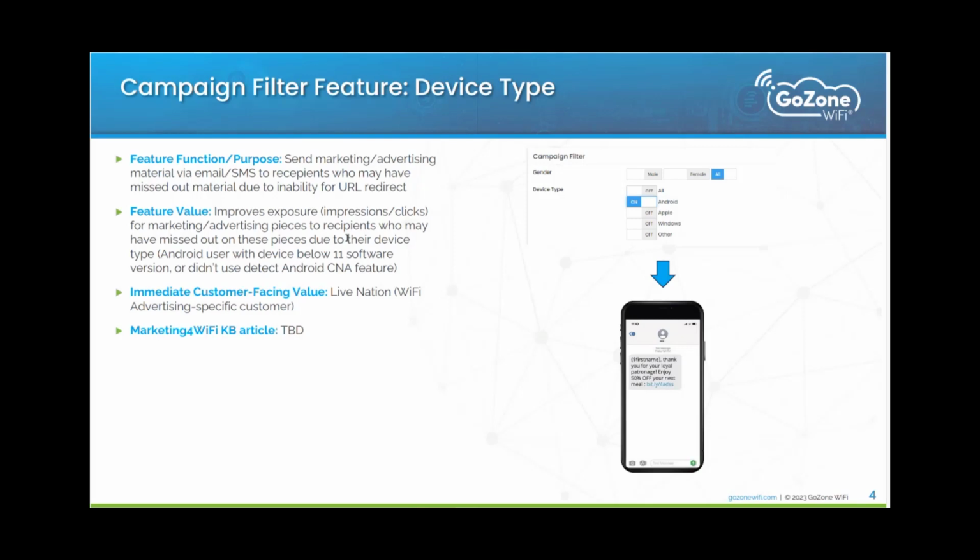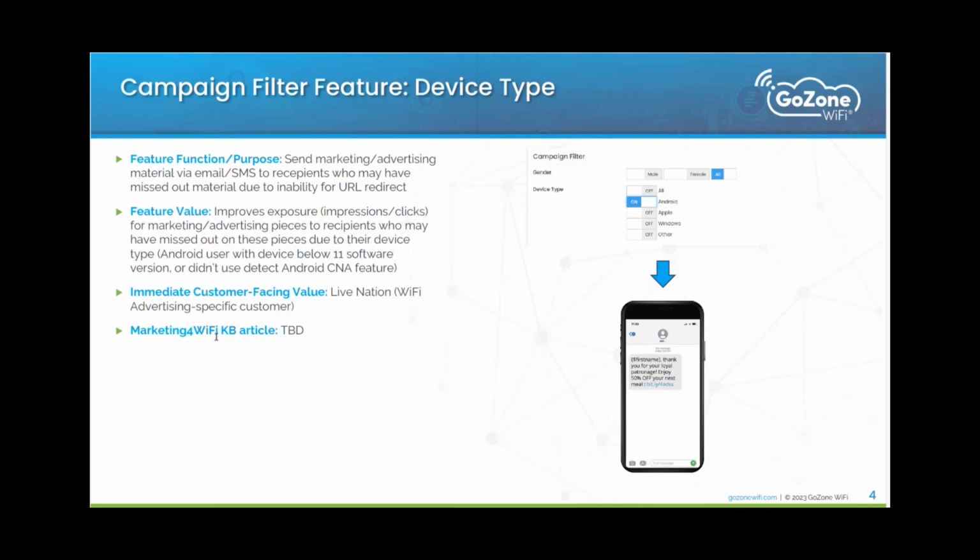Recipients can even be redirected through the email creatives or SMS creatives to go to those specific landing pages, still engage with those advertising opportunities, and so still have the opportunity to generate those impressions and/or clicks that may have been missed originally. Again, immediate customer facing value, and I believe this one was highly touted for Live Nation, who are an advertising heavy use case.